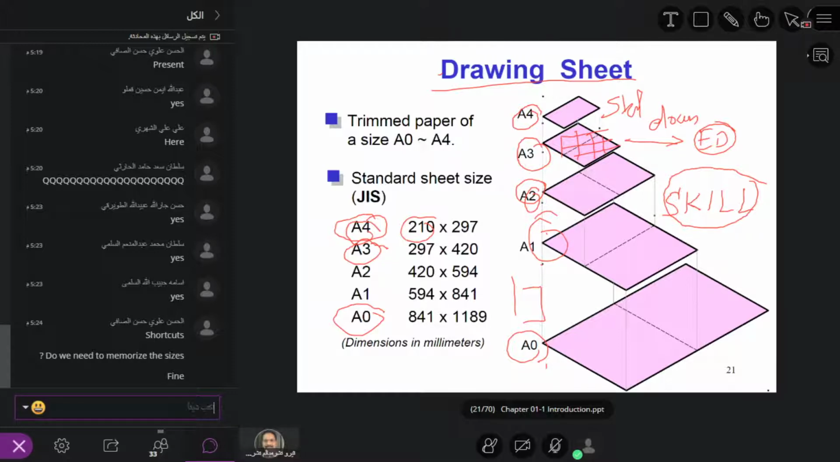So clear? No need to memorize. Please don't. I will never ask you what is the size of A3, what is the size of A4. Never. You have the smartphone, so the smartphone will give you everything, right? So you don't need to remember. Don't worry.